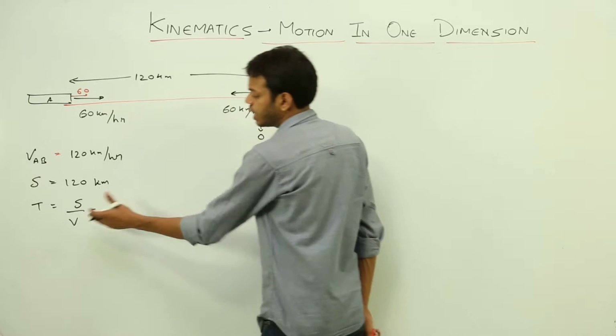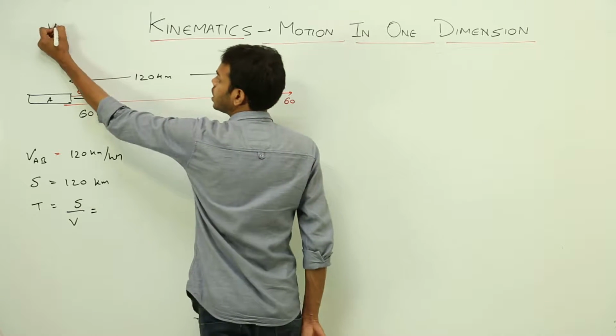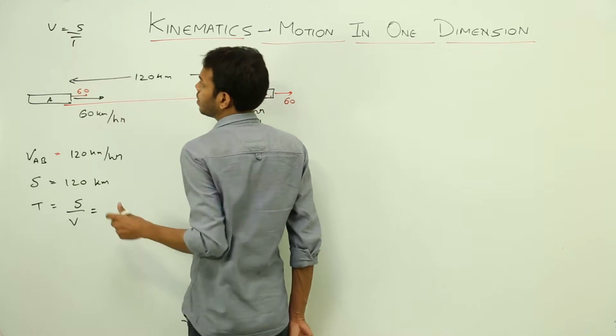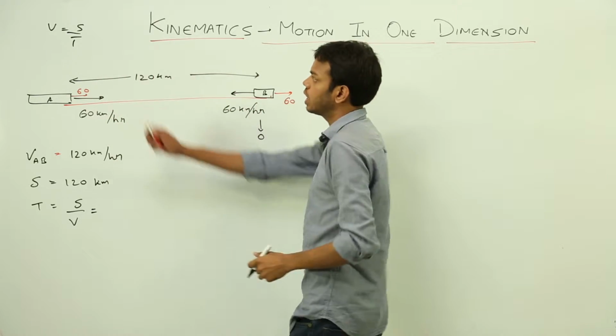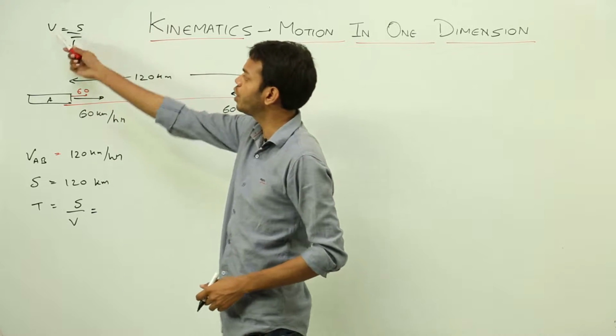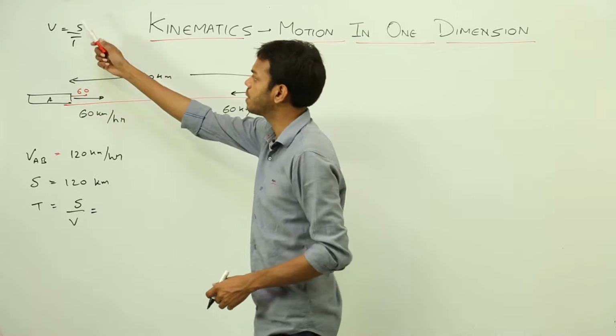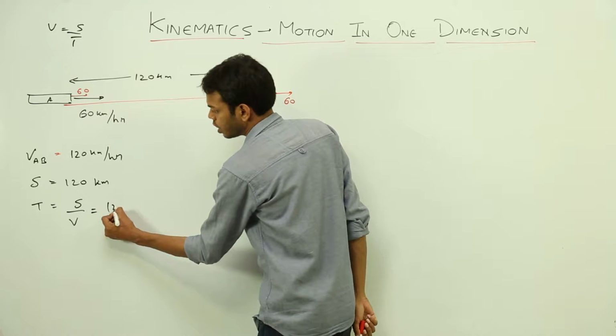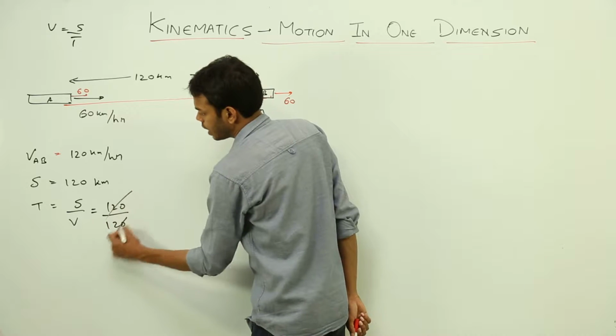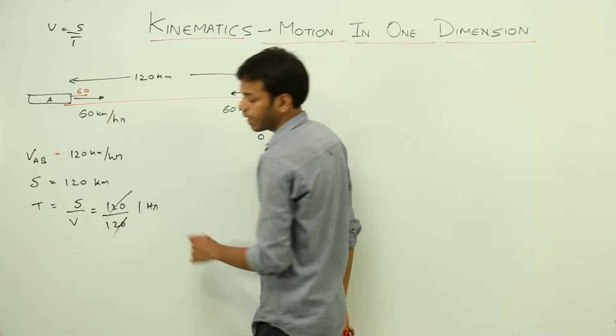So how did this formula come? We already know that velocity is distance over time. So velocity is distance over time, and you need to find the time. Time is displacement or distance over velocity. So this is 120 over 120, which gives you 1 hour, right?